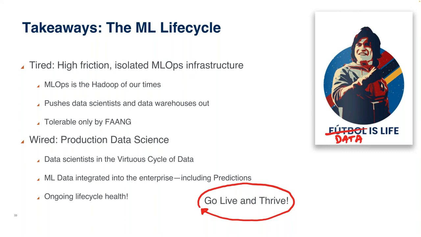It pushes the domain experts like the data scientists out of the story. It pushes the existing data repositories out of the story, and it creates a playpen for people who are highly technical. So this might be okay at Google and Facebook and Amazon, but it's probably not okay in your organization. Just as MapReduce was okay at Google and Facebook and Amazon, but wasn't okay in the enterprise.